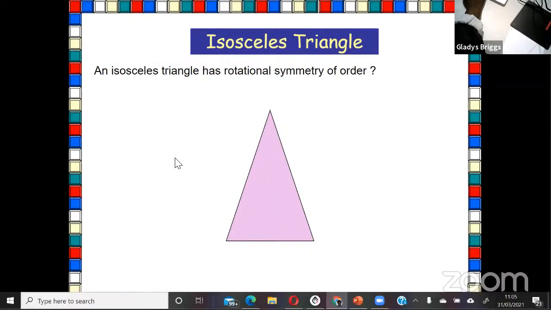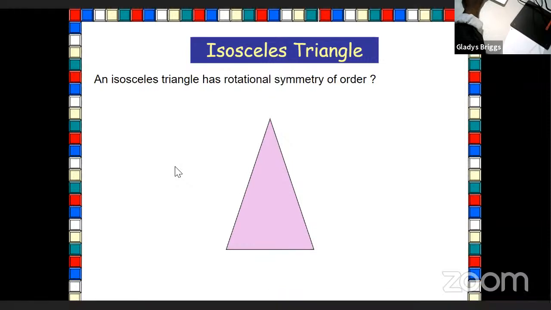How about an isosceles triangle? You guys have to think about this one now because I'm not going to do it for you. I want you to tell me in the chats how many times you think an isosceles triangle will come back onto itself. Think about the shape that is under, and if you turn it, how many times do you have to turn it before it comes back onto itself? Let me know in the chat. Even if you're not sure, you can guess something, okay?